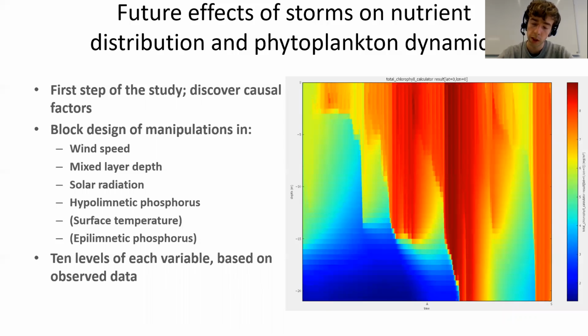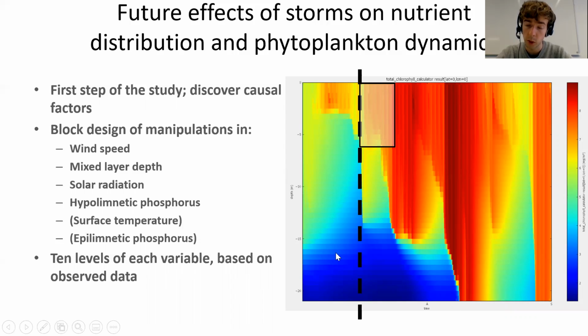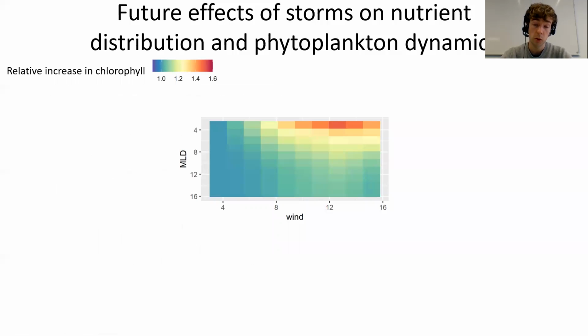So how does that work? We start the simulation at the start of July, and then after 2 weeks, we induce a wind event, a storm, which is over here with varying intensity. And then we assess what is the average chlorophyll level in the top 6 meters over the next week, and that value we store. And then you get a graph like this. What you see here with the colors is the relative increase in chlorophyll relative to the column on the left here with the lowest wind speed. So what you see here is that for shallow mixed layer depth and for moderately to high wind speed, there is a strong increase in chlorophyll.